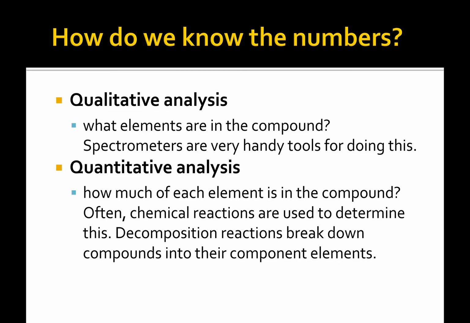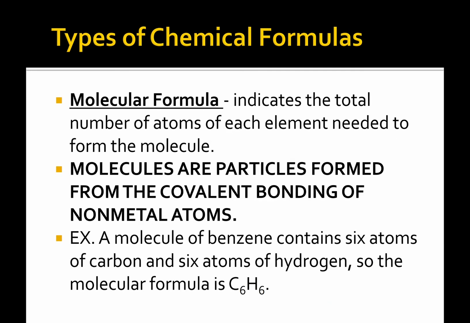Decomposition reactions are good for this, as they break down compounds into their component elements. This is how we figured out that if we apply electricity to water, we get 2 moles of hydrogen and 1 mole of oxygen. So we know that that's a 2-to-1 ratio. When we collect those gases, we'd collect twice as much hydrogen as we would oxygen. So that gives us a quantitative value for how many of each element, in this case hydrogen or oxygen, are in our compound.